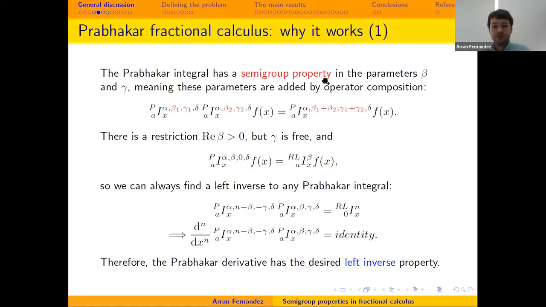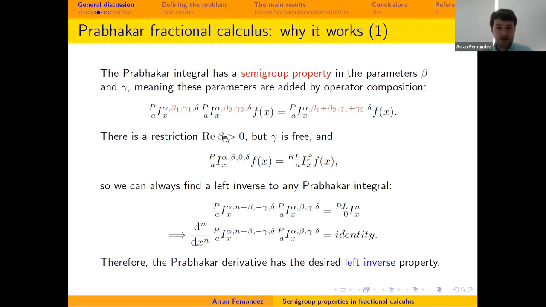So it is a semigroup property in the parameters beta and gamma, which means that when you take composition, alpha and delta are fixed. You have different values of beta and gamma. You take a composition, you add the values of beta, you add the values of gamma. So that's what I've shown here in red, the semigroup property. You have four parameters altogether. The semigroup property is in just two of them. So that's important.